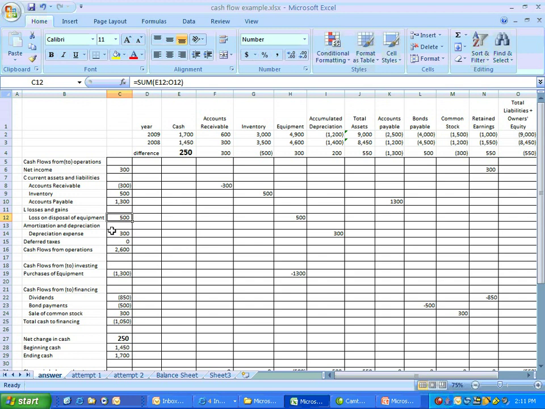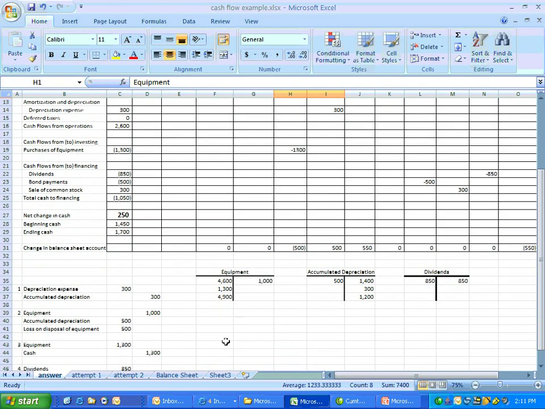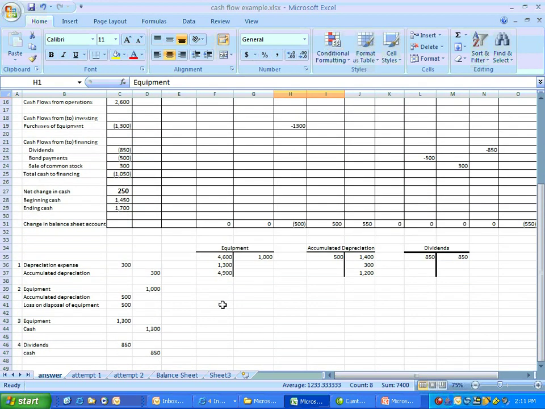Next, we want losses and gains on disposal of equipment, and that's going to be related to our equipment account and our accumulated depreciation account. So let's address those real quick. We're going to need some additional information. Here's our equipment T account, our accumulated depreciation T account, and we can see the journal entries that have hit these accounts during the year. So here's our beginning balance in equipment of $4,600, our ending balance of $4,900. Accumulated depreciation, there's the beginning balance of $1,400 and the ending balance of $1,200. Well, we had depreciation expense of $300, and that's going to be part of our CLAD.